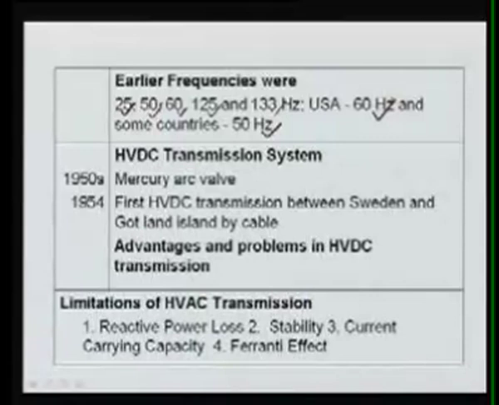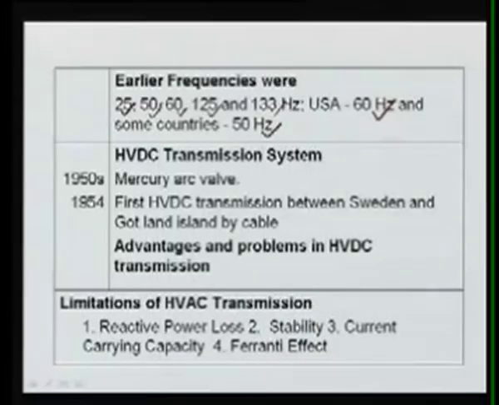In an HVDC system, basically we can connect two systems with different frequencies. The first mercury valves were invented in the 1950s. Then the first HVDC transmission, between Sweden and the Gotland island of Sweden itself, came into operation in 1954. It was not possible to interconnect with an AC transmission line, because on Gotland island the operating frequency was 60 Hz, whereas the main island was 50 Hz.